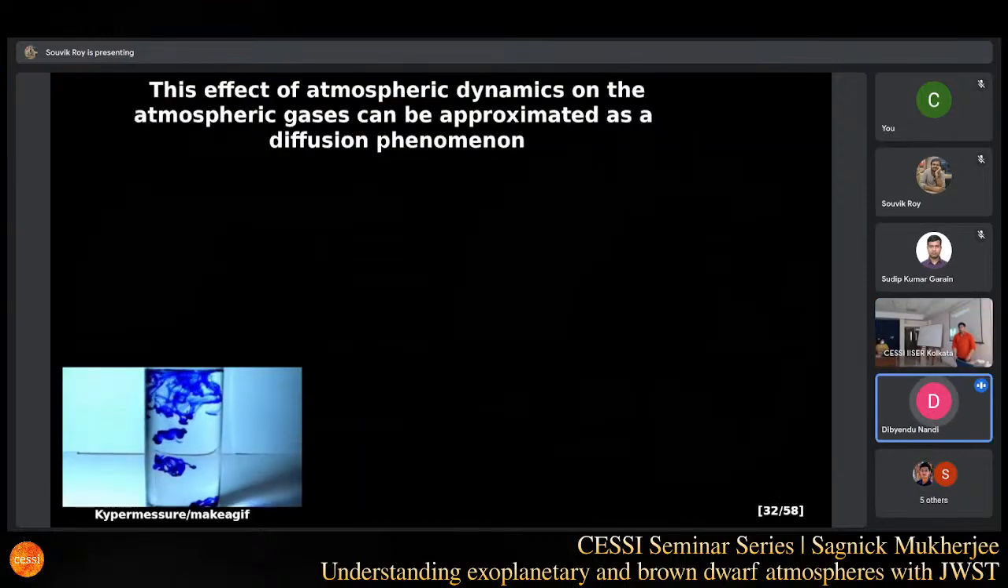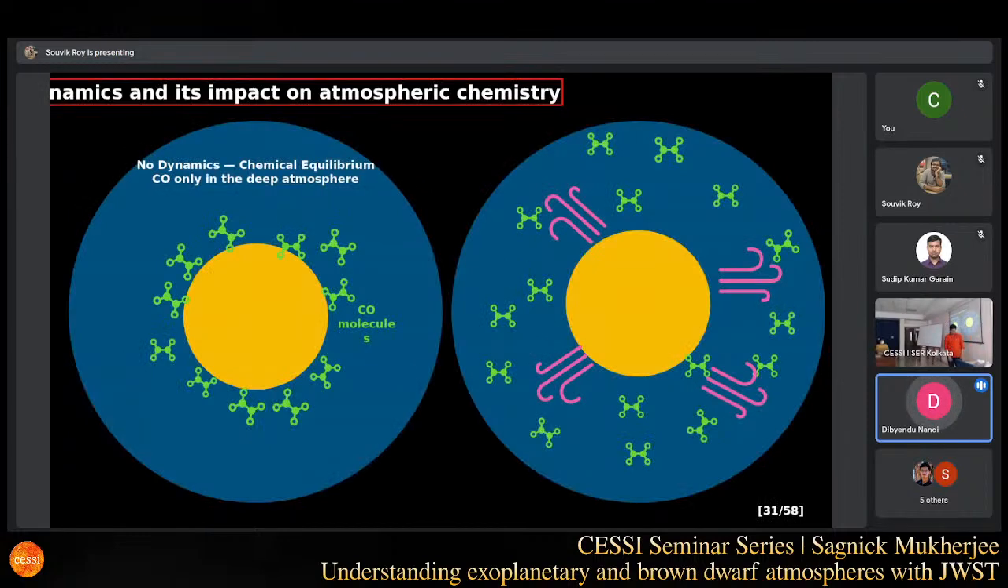Sagnick, I have a confusion here. If your measurement is essentially one pixel, and you're perhaps doing transmission spectroscopy or something like that, how do you resolve the height distribution, like a radial profile of any gas? Yeah, that's a really good question.